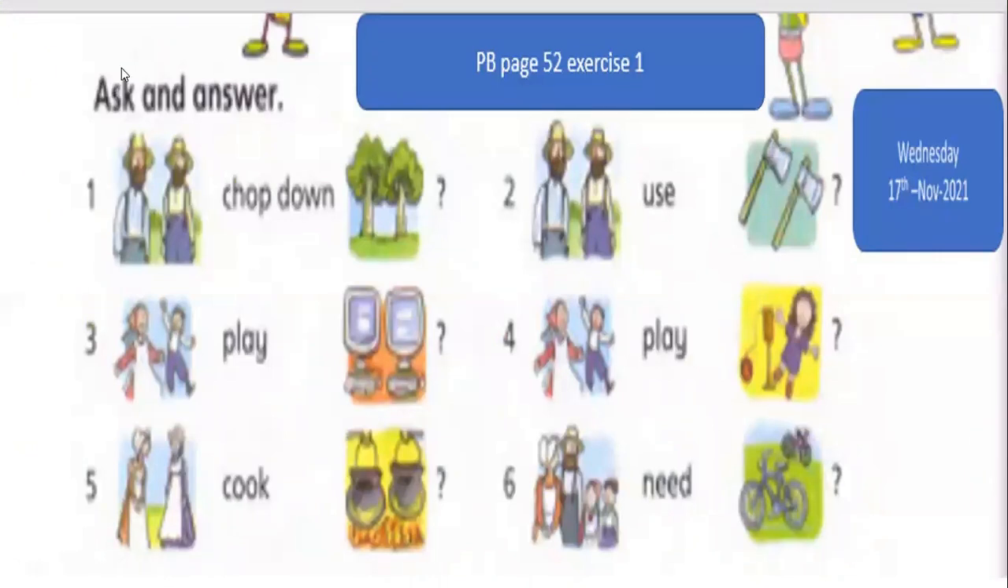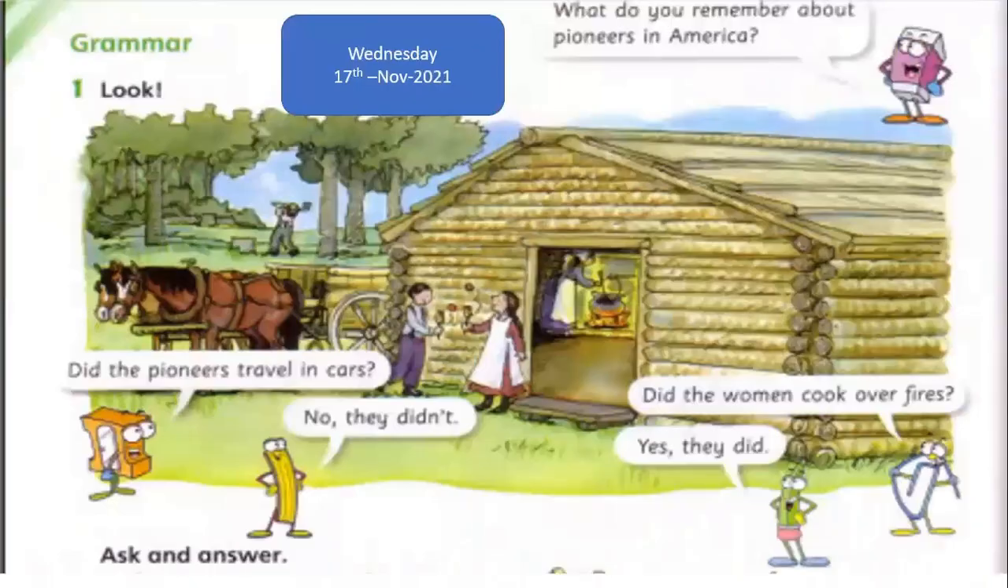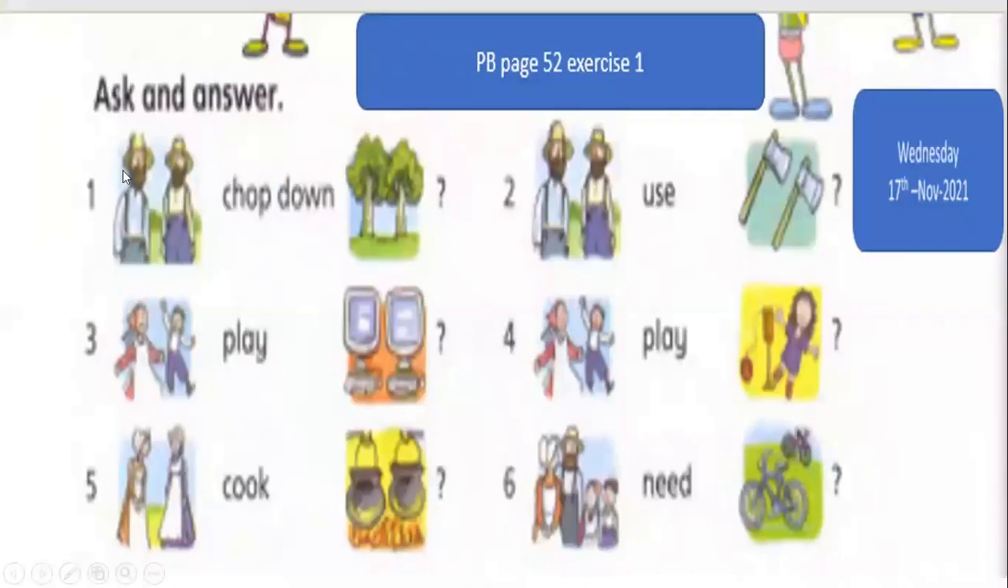As for the next question, ask and answer. Here, question number 1, we have men, and these are trees. And we want to make a question. We said that we start with did. So we have to say, did the men chop down the trees? We leave chop down, the verb, as it is. We don't add ed because we have did. So the first question, did the men chop down the trees?